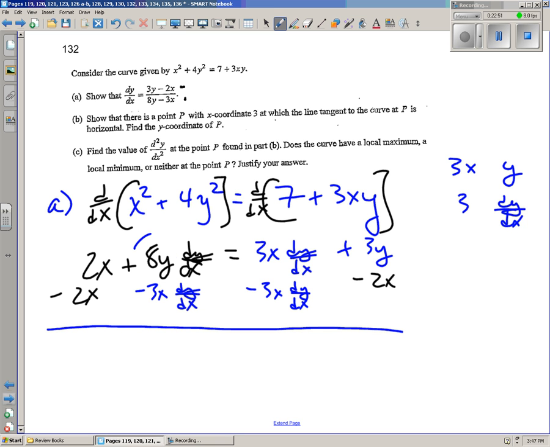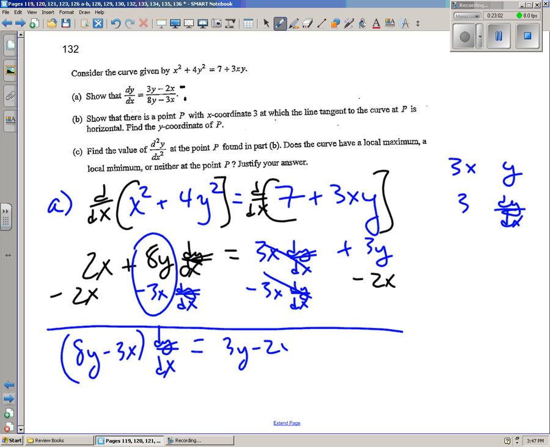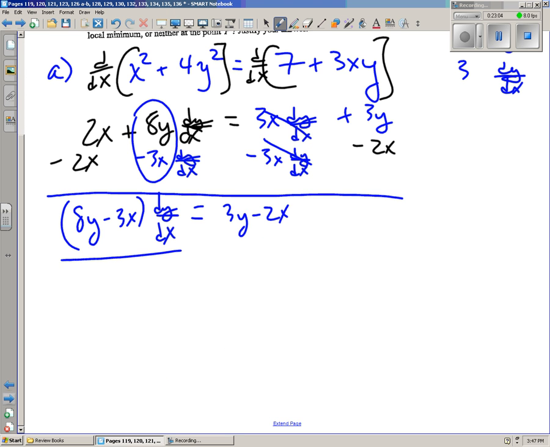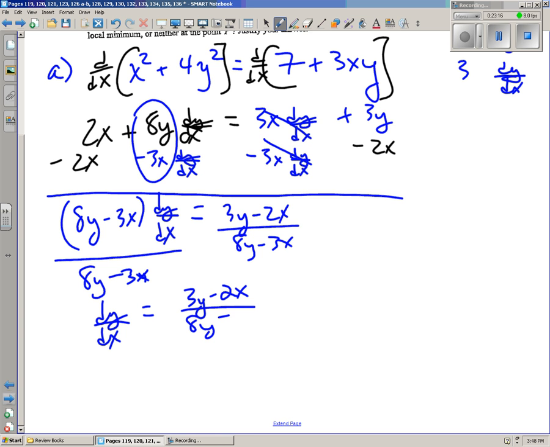We would get 8y minus 3x, factoring out the dy over dx. I think you guys can handle all this algebra in one step. Equals, that goes away, and we get 3y minus 2x. Divide by 8y minus 3x. We get dy over dx is equal to 3y minus 2x over 8y minus 3x.